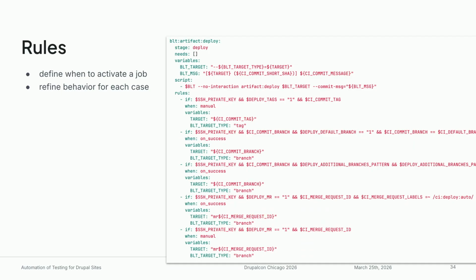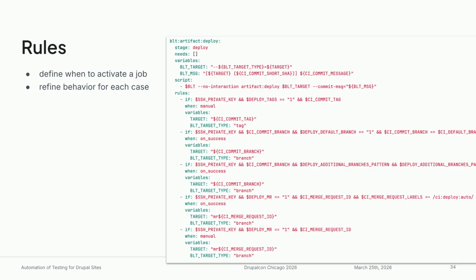It defines when a job is actually activated and is part of the pipeline. It also allows us to refine the behavior of those jobs depending on the case. It looks a little bit scary, but I'm going to drive you through that. What you want to look at is the rules section. You see that the script section is actually very simple because it leverages BLT in the background. What's very important is all the different rules, and each rule specifies a different case.